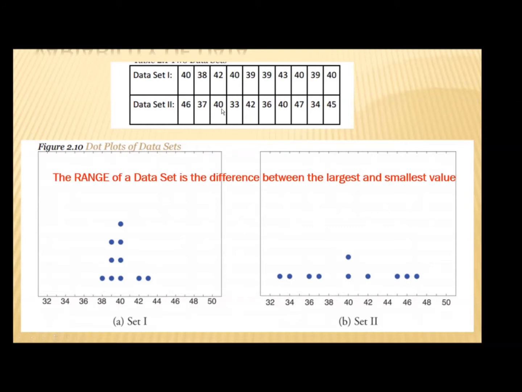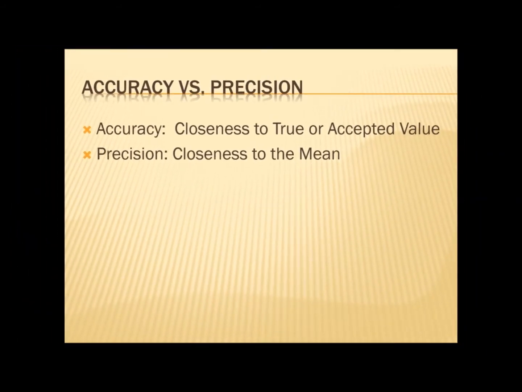So again, numbers that look the same, but when you plot a frequency plot, you'll realize that there is variability in the data. That's the difference between the data sets. Now it's important: very often when we talk about the definitions of accuracy and precision, we say precise when we mean accurate, and we say accurate when we mean precise. Accuracy is the closeness of a measurement to the true or accepted value. Precision is closeness to the mean.